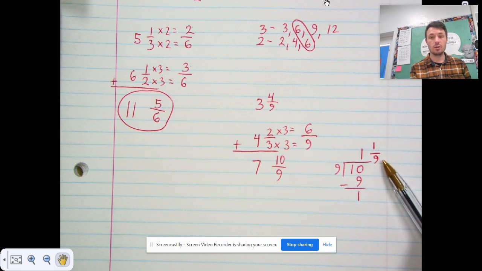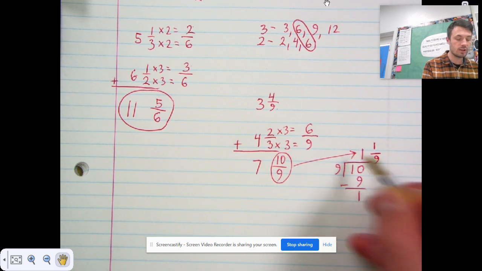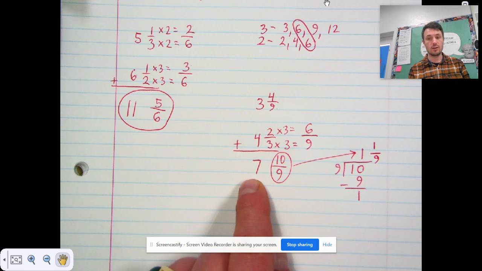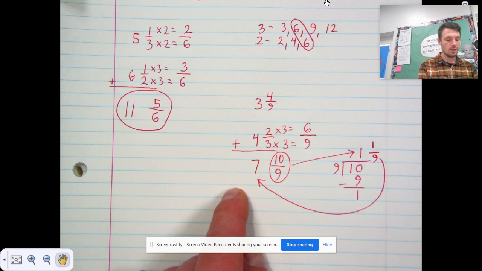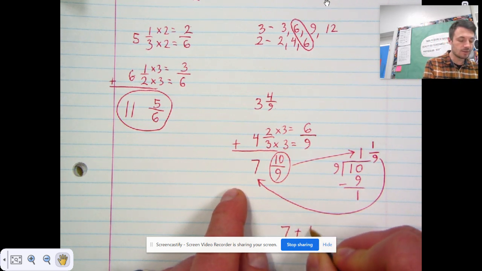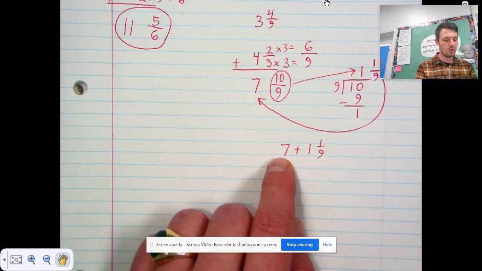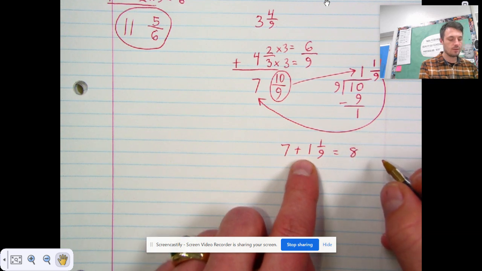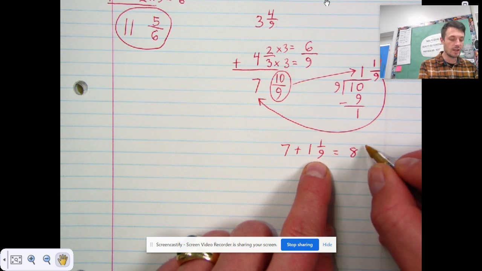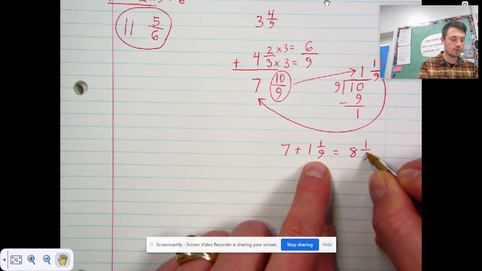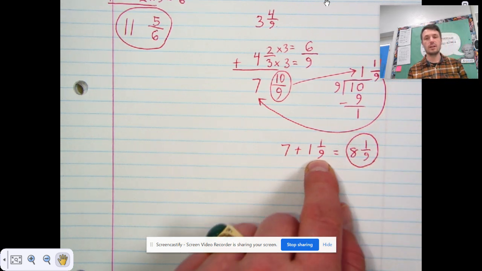Now, is that my final answer? No. That's just the fraction part of the answer changed into a mixed number. But I still have this 7 here. So I have to give this 1 and 1/9 back to the 7. So now I have to go like this: 7 plus 1 and 1/9. And 7 plus 1 is 8. And the 1/9, there's no fraction to add to the 1/9. So it just drops over into the answer. 7 plus 1 and 1/9 is 8 and 1/9. And that's my final answer.